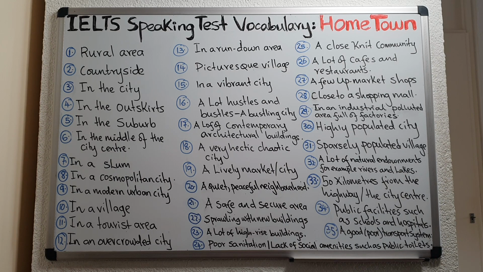Now, number 17, a lot of contemporary architectural buildings. If you live in a city that has a lot of contemporary architectural buildings, contemporary means modern, okay? And the word architectural comes from architecture, and architecture means that the buildings are very well designed, okay? A lot of modern buildings that are very well designed. So contemporary means modern. Architectural buildings means buildings that are very well designed, okay?